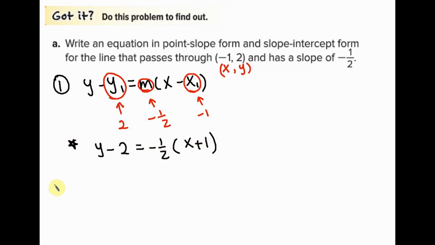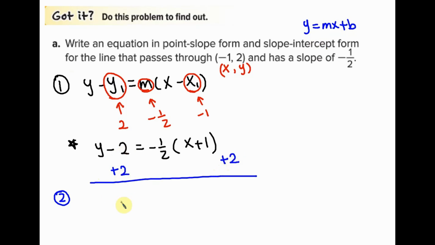The second part of this question was asking you to write slope-intercept form. So I'm going to change this form into slope-intercept form, where it was y equals mx plus b. In order to change point-slope form into slope-intercept form, you need to have y is equal to. I'm going to get rid of the number next to y as my first step. So -2 can be removed by adding 2, and I'm going to do that on both sides. This will result in y is equal to -1/2 times x plus 1, just bring it down, and then you add 2 at the end.